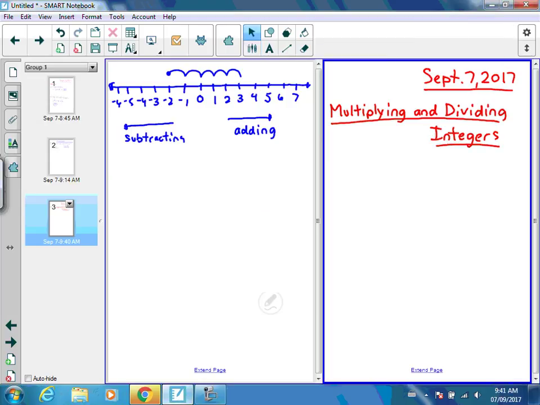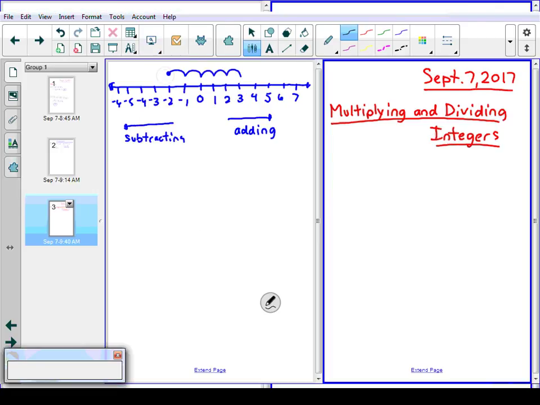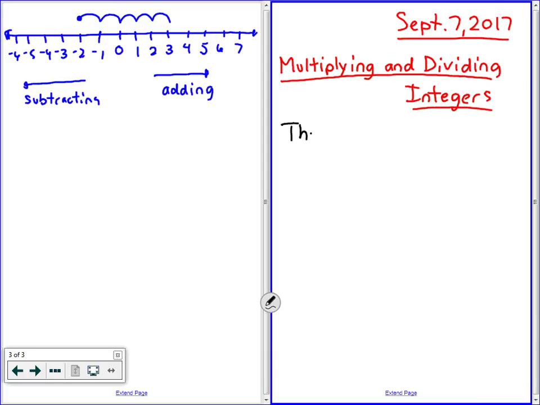Okay, the rules for multiplying are... Now you guys already know this because we've done it without you actually knowing this. Okay? So, all right. Can you help me out here for a second? If I have a positive number and I multiply by a positive number, what's that going to turn into? Positive or negative?